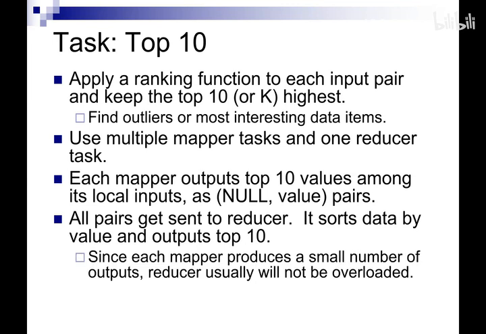And this is scalable because each mapper is only going to output, let's say, 10 values. So even if you have lots of mappers, like thousands of mappers, this reducer is only going to get 10,000 values, and so it could easily just go through all these values and take the top 10.